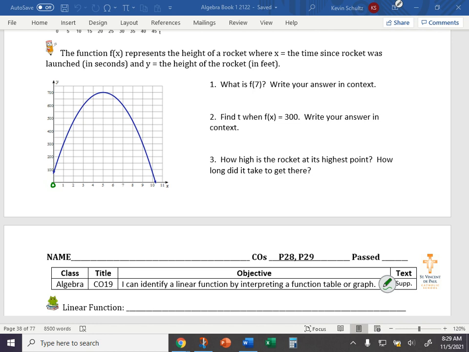You are correct. You do need them both. Kylie's pointing out that for the second question here at this rocket, where it says find t when f of x equals 300, there are technically 2 answers, and you should write them both. Okay. All right. That's our math.